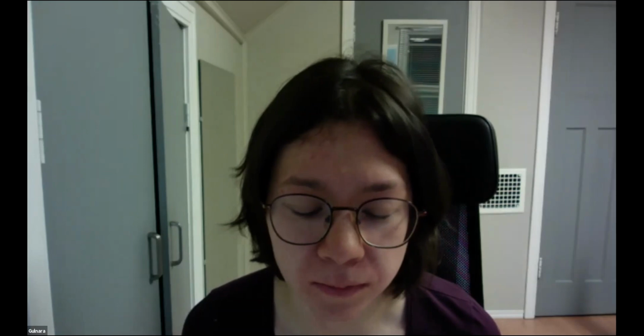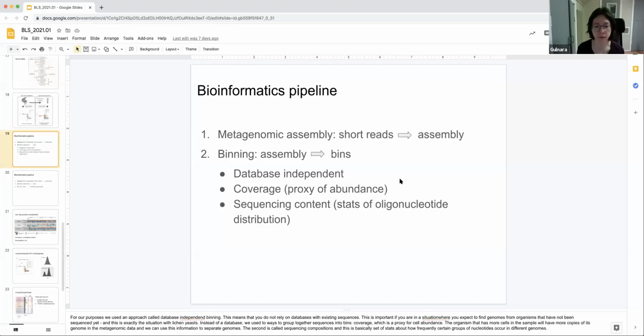Okay, so there are different binning approaches. There are two main ways of doing it: database binning and database independent binning. And we chose the database independent approach because we suspected that for, say, Cyphobasidium, there hasn't really been any genome sequenced yet, so comparing your genome to a database of all existing fungal genomes just can't do the trick if the databases don't include species that your metagenomes include.